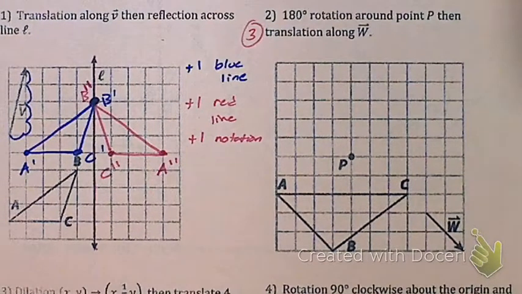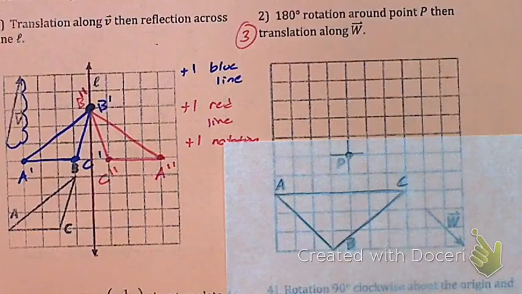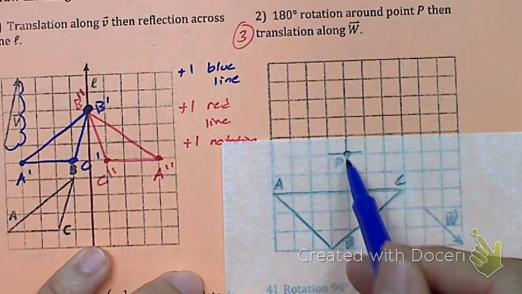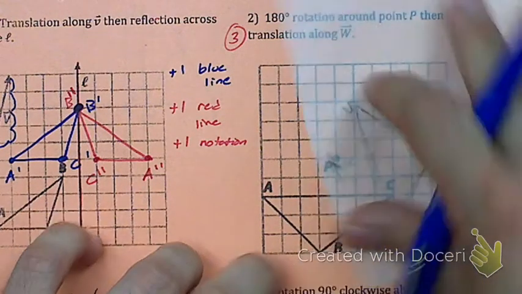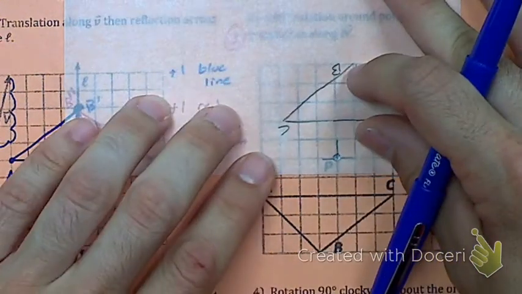180-degree rotation around point P, then translation along W. How many turns is 180? 2. So remember, it says point P, so you put the line on point P, and you can turn it around that point. That's 1. That's 2.